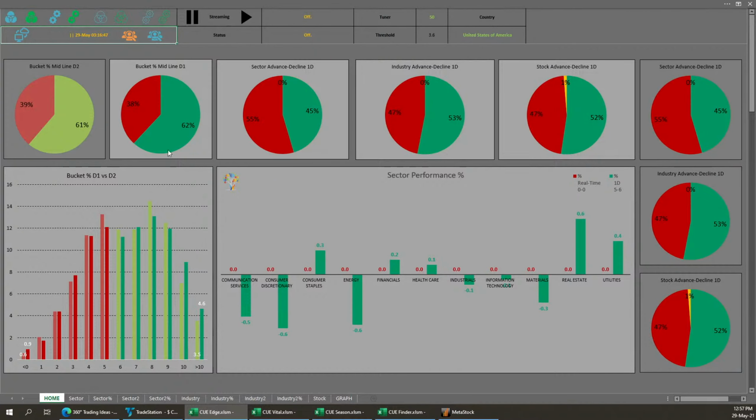Let's now look at the Q edge. Start with the bucket analysis. Friday was almost an unchanged day. The percentage of stocks above the mid bucket line went up just by 1%. So it was almost unchanged. And the sectors, industries, stocks, advance decline was also mixed, around the midline plus or minus some percentage. 5 sectors went up, 6 sectors went down, a mixed picture.